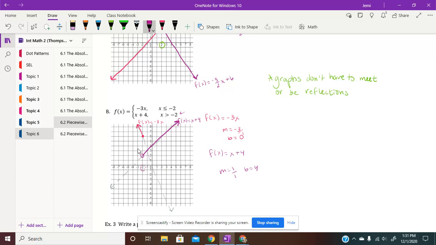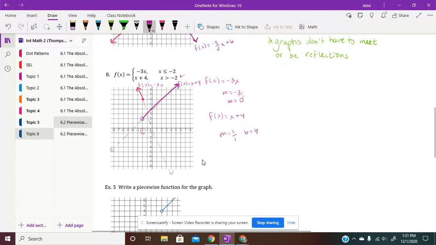So you'll see here in example B that these graphs don't have to meet. And I'm actually not even limited to 2 functions. I could have 4 pieces of a function on one. I could have an infinite number of functions on one. We're not going to play with that today. But here's just 2 different linear functions on one graph as part of a piecewise function.